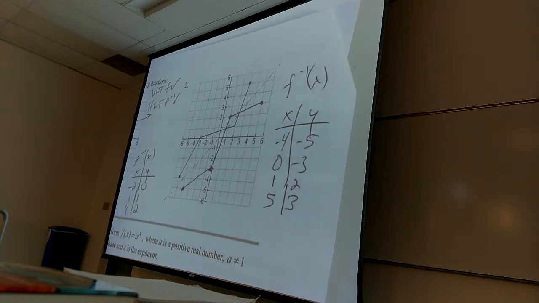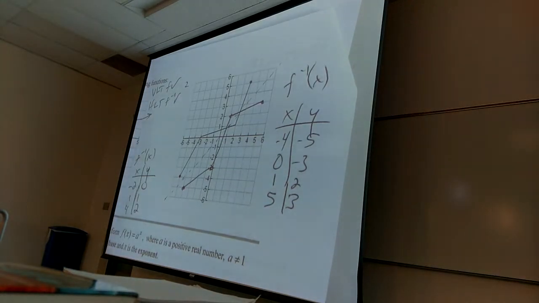Okay, how do you guys feel about that so far? So finding inverses, what's almost the only thing you have to know to find the inverse in any situation? You just switch x and y. What about this graph? Switch x and y. What if this is a function? Switch x and y. It's awesome.